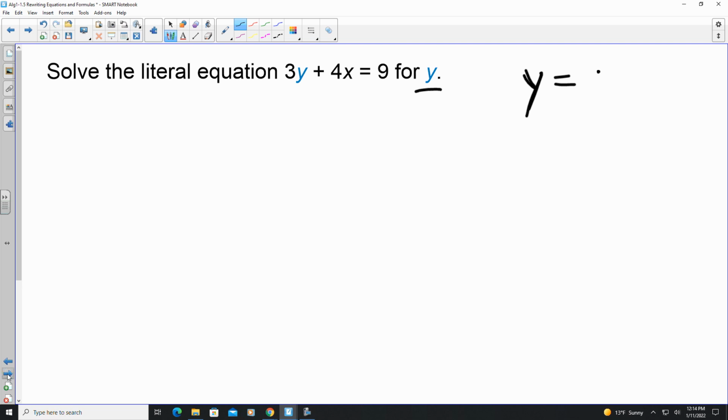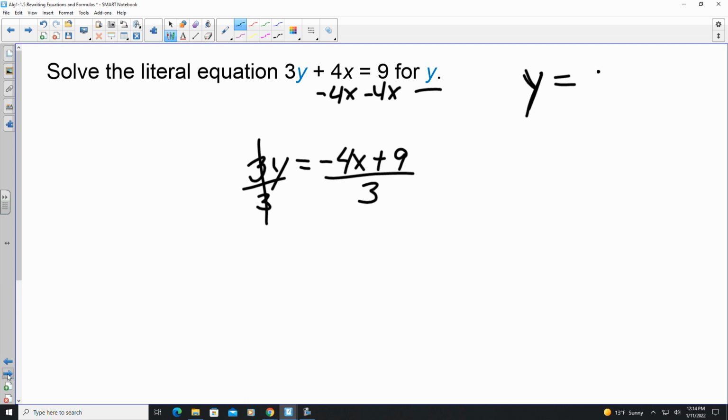So for here, I'm going to subtract 4x from both sides. So now I'm left with 3y is equal to negative 4x plus 9. And then finally, I'm going to divide the entire equation by 3, so then that gets me my y equals something. And in this particular instance, it's going to be negative 4/3 x plus 9 divided by 3, which is 3.